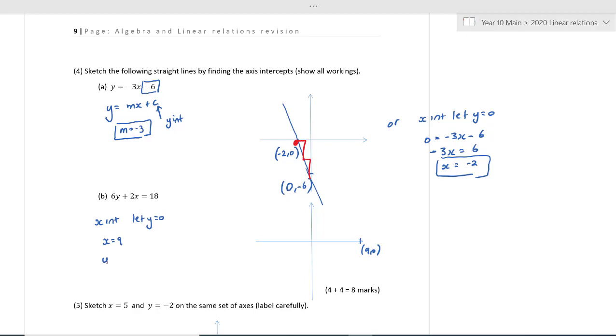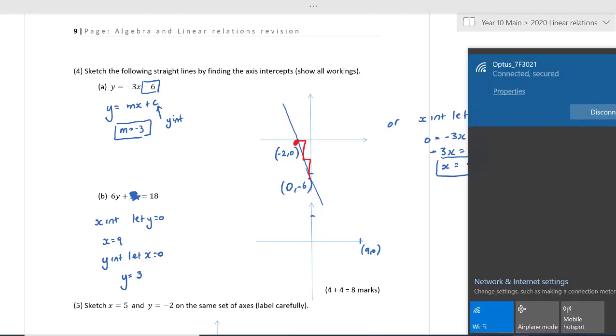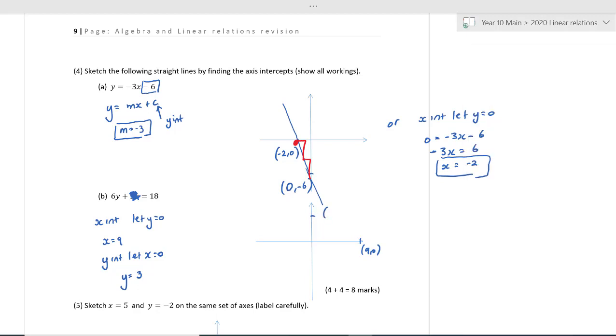What does the y-intercept equal? The y-intercept, we let x equal 0. So imagine if I scrub that out, what am I left with? 6y = 18, or y = 3. So you can see there that we've got a line with a negative gradient. So it's (0, 3). And in actual fact, it's not going to be as steep, and we can sketch a line between those 2 points, like so.